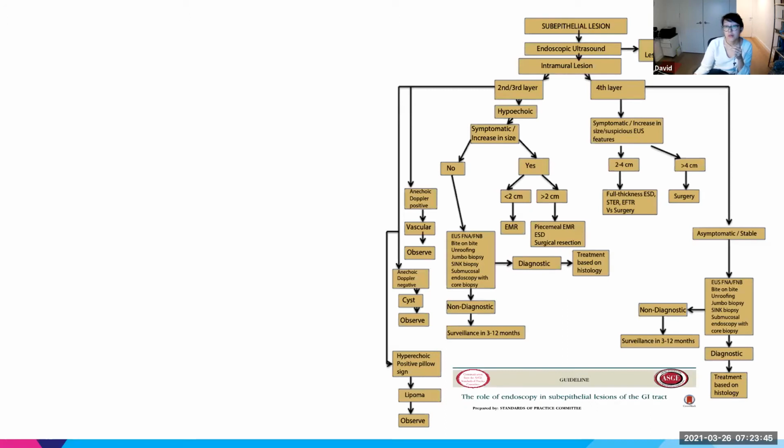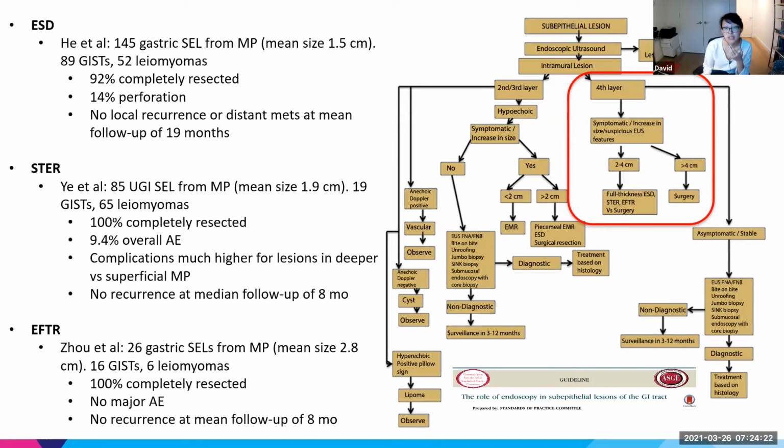So this is an algorithm regarding the management of subepithelial lesions that was published by the ASGE in 2017, focusing on GISTs, which primarily involve the fourth layer or the muscularis propria. There are recommendations to consider endoscopic management, especially if these tumors range 2 to 4 centimeters in size. Although laparoscopic resection remains the standard of care, some of the endoscopic techniques that have been studied include ESD, submucosal tunneling endoscopic resection, and endoscopic full thickness resection. And here are a few studies that look at each of these endoscopic techniques.